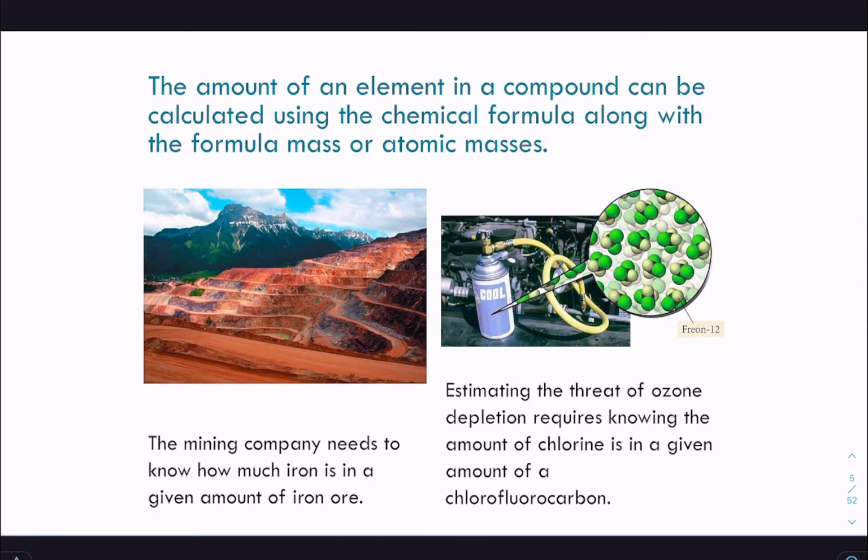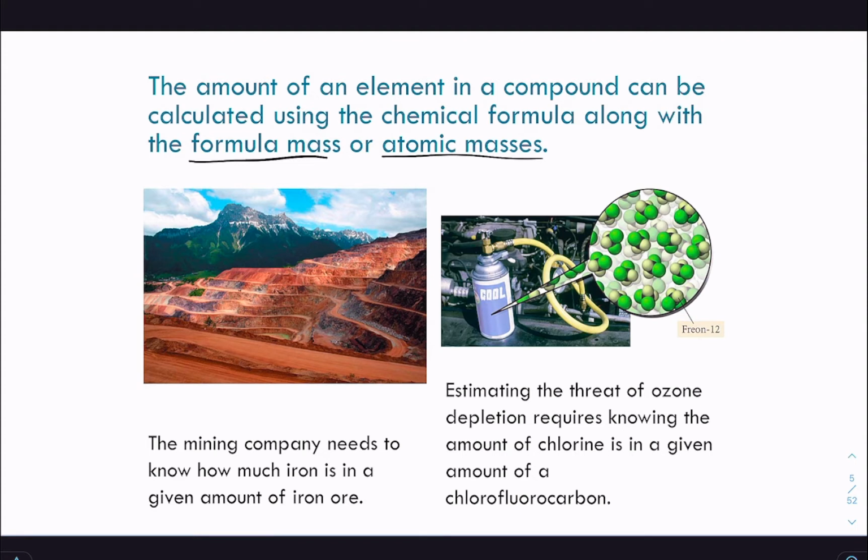The amount of an element in a compound can be calculated using the chemical formula along with the masses. We had the formula mass, or we can use the atomic masses to get the formula mass. Let's say this mining company needs to know how much iron is in a given amount of iron ore. For every rock that they pull out of the mountain, how much of that rock is actually iron and how much of it is other stuff? Because there's always other stuff.